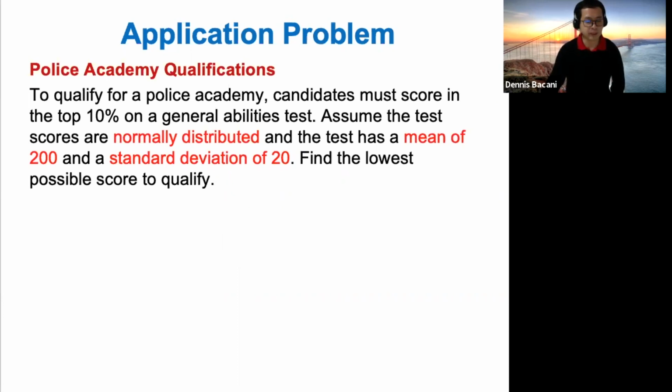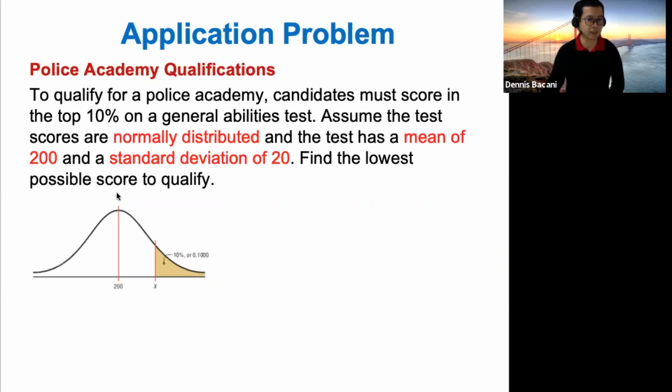So if we look at this one, you'll get something like this. Okay. So you know that the mean is equal to 200. And in this case, you find the lowest possible score to qualify. But candidates must score in the top 10%. So top 10% means that the score must be in this region, where the area is 10%. So this is the top 10%.